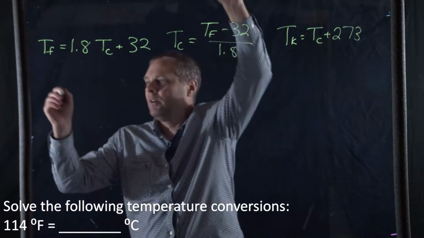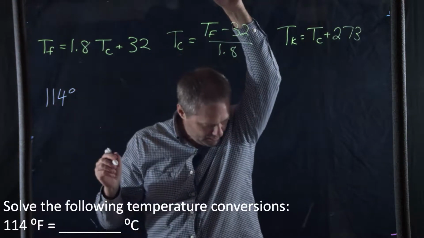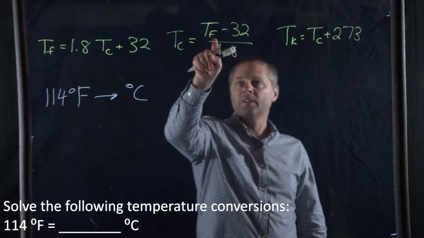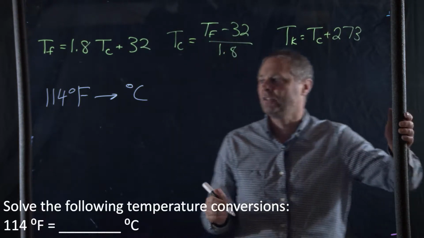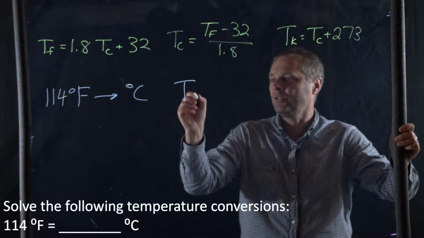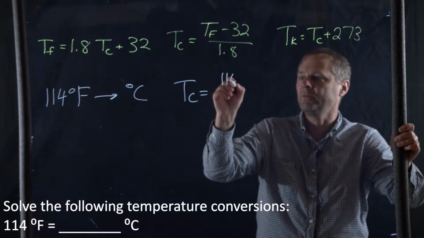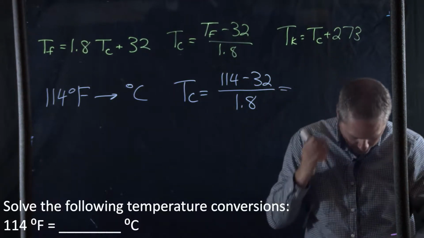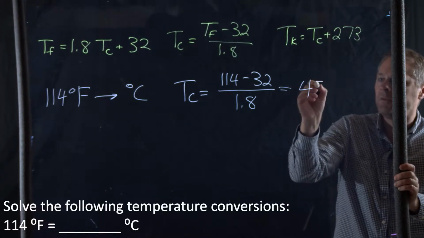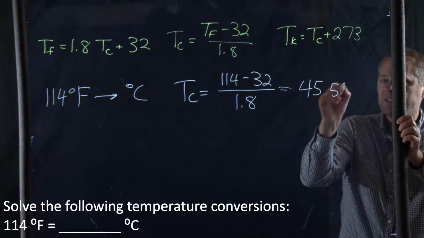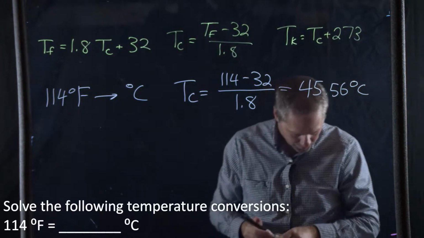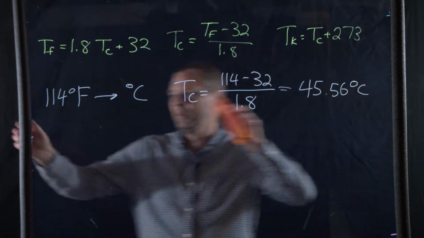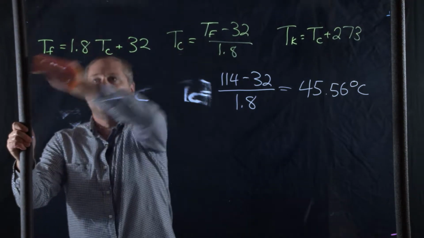So here we're going to take 114 degrees Fahrenheit, and we're going to convert that into degrees Celsius. We're given the temperature in Fahrenheit, and we need to convert that into Celsius. And so our temperature in Celsius is going to be equal to 114 minus 32, divided by 1.8. We do that arithmetic real quick, and we get 45.56 degrees Celsius. So a pretty warm day, at least where I'm from. Maybe in Arizona, that's probably a typical summer day. I do not know.